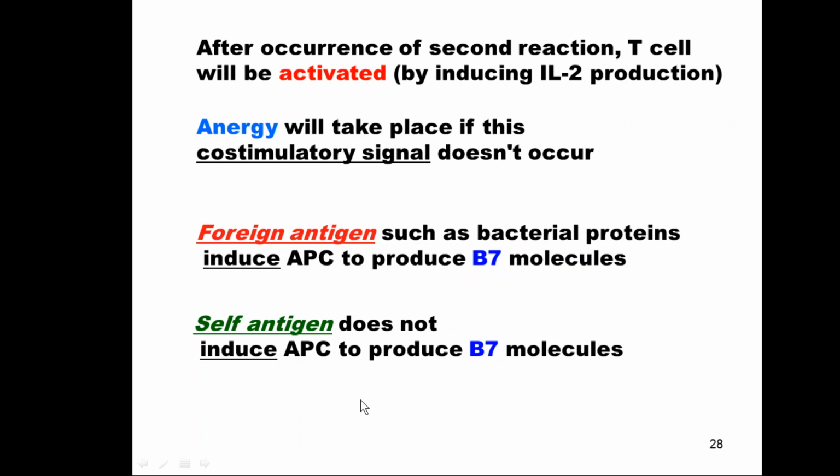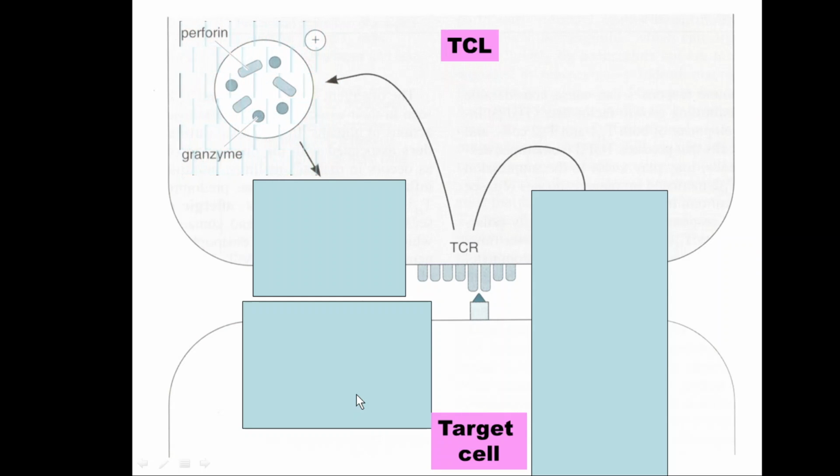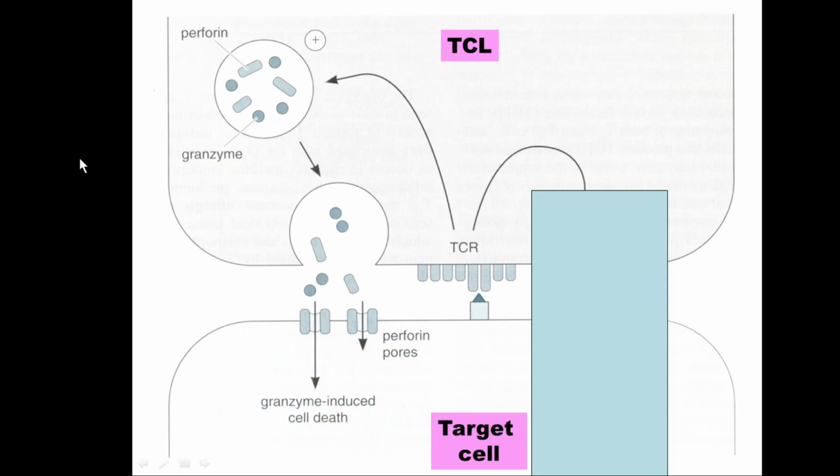Now CD8 positive cytotoxic T cell activation. In cytotoxic T cell activation, there is perforin. This is the T cell receptor on the cytotoxic T cell. The first two things are the same: the cell membrane of the antigen presenting cell processes and presents antigen to the T cell, and there is the T cell with T cell receptor.